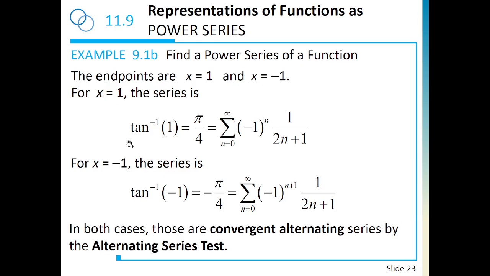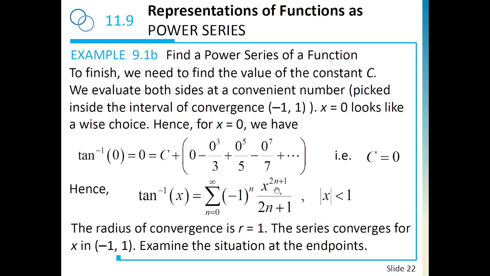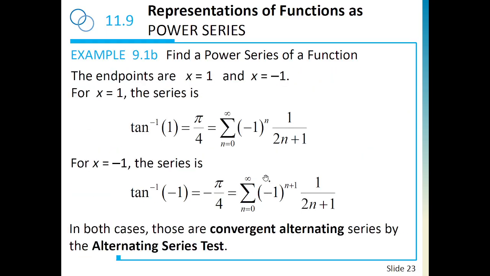So if I plug x equal 1, I have tan inverse of 1, which is pi over 4, and in the series here I plug x equal 1, so I have 1 to power 2n plus 1, obviously it's 1. So I have on the left side a number equal to this expression here, and this is an alternating series. By the alternating series test, we can see quickly that this series is convergent.